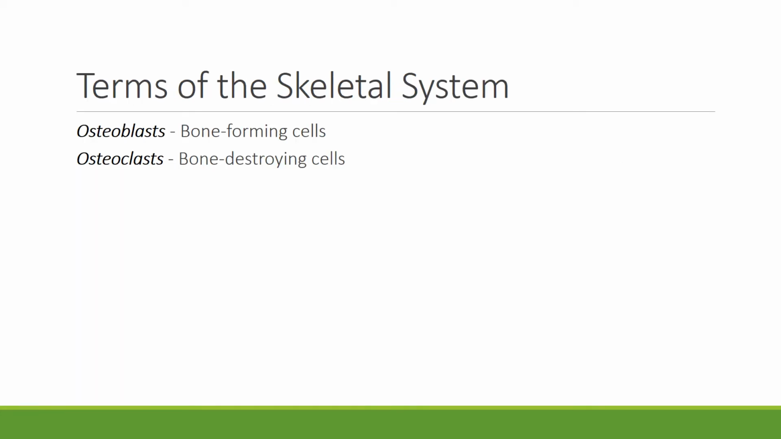Two terms that you should be familiar with in the skeletal system are osteoblasts, which are bone-forming cells, and osteoclasts, which are bone-destroying cells. You need both of them in balance to work well. There's a video that covers osteoblasts and osteoclasts. Please watch this video.